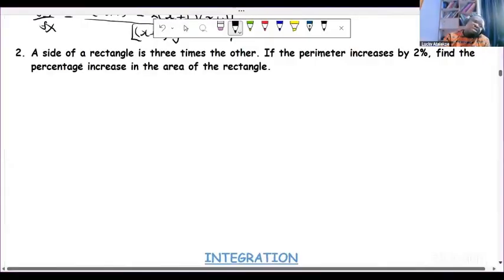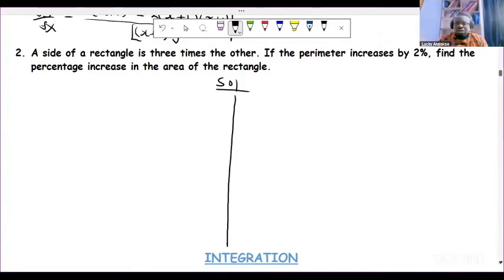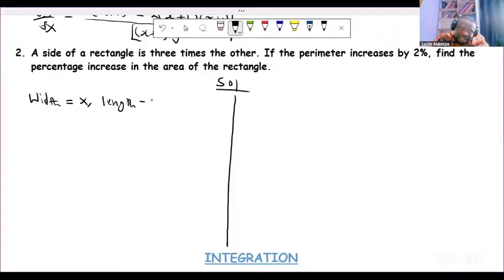Now, a side of a rectangle is 3 times the other. If the perimeter increases by 2%, find the percentage increase in the area of the rectangle. Interesting question. A side of a rectangle is 3 times the other. So let the width be x. Then the length is 3 times the other. Let it be 3x. Good.